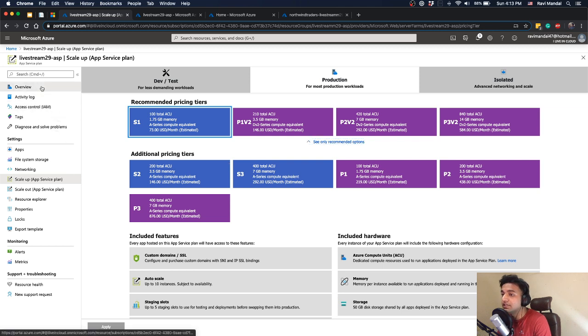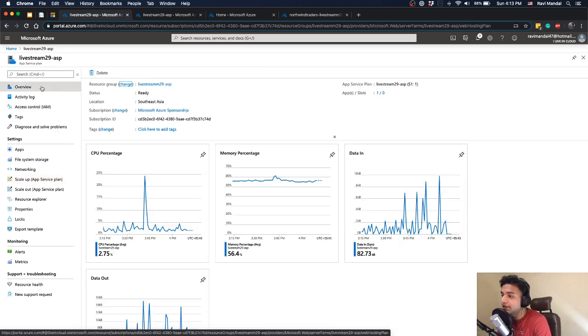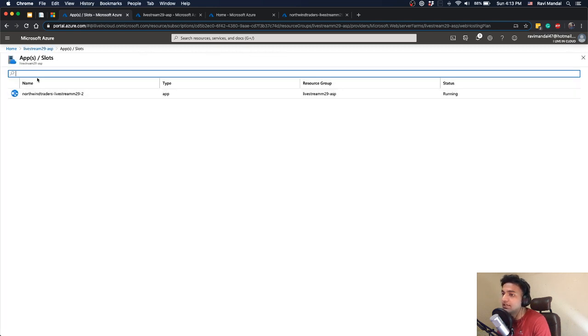This is just a plan that you get, and inside an app service plan you can add applications. As you can see, there is one application in my case. There is a demo application called Northwind Traders that I hosted for this particular demo. You can have multiple applications as well.